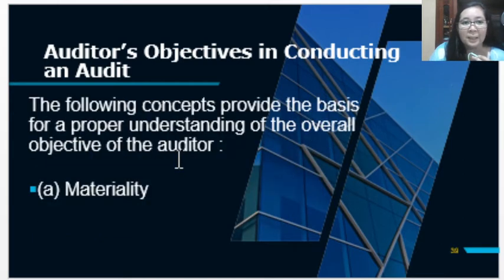Another: the following are the concepts that provide the basis for a proper understanding of the overall objectives of the auditor. The first is materiality. We've mentioned materiality before, that only material amounts or evidences should be considered in an audit. Materiality should be determined first, before gathering the audit evidence. Those considered immaterial will not be part of the audit evidence gathering.